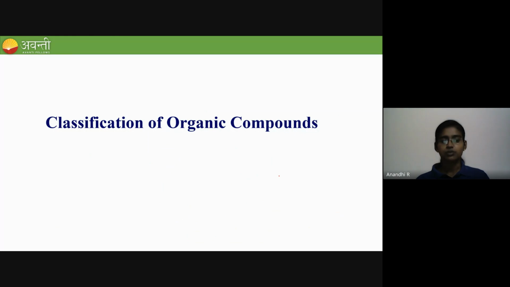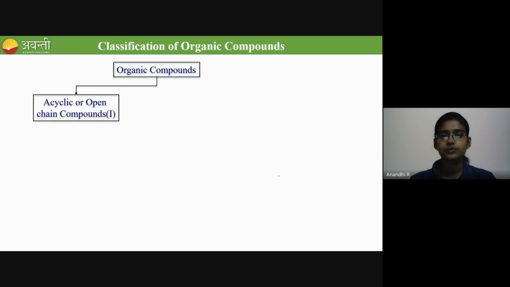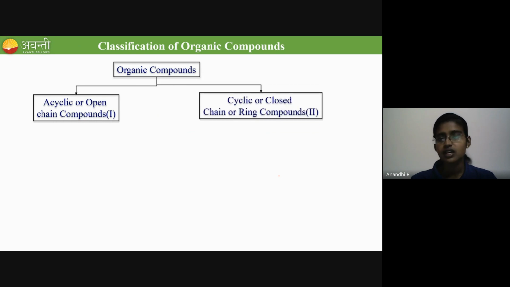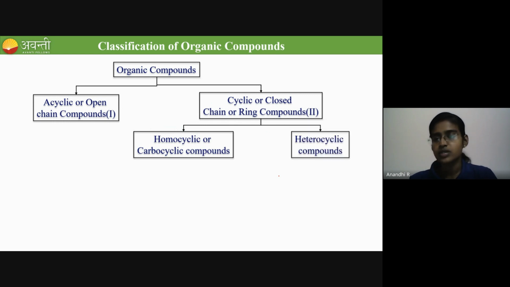Classification of organic compounds. So we have studied the introduction part, and then the structural representations: complete, condensed, and bond line. And the 3-dimensional representation also we have seen now. Coming to the next topic, classification. Organic compounds are classified into two. One is acyclic or open chain compounds. The other one is cyclic or closed chain compounds. And cyclic is again classified into two: homocyclic or carbocyclic, and heterocyclic compounds.